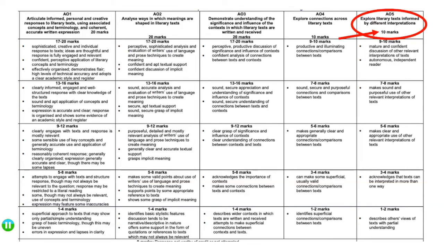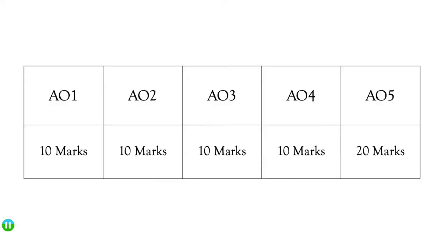Additionally, it's really important that you check to see how many marks are awarded for AO5. This will let you know roughly how much of your essay should be devoted to engaging with critical interpretations. For example, if 20 marks are awarded for AO5 and only 10 marks are awarded for the other assessment objectives, then AO5 should lead the way. Critical interpretations should dominate your essay.